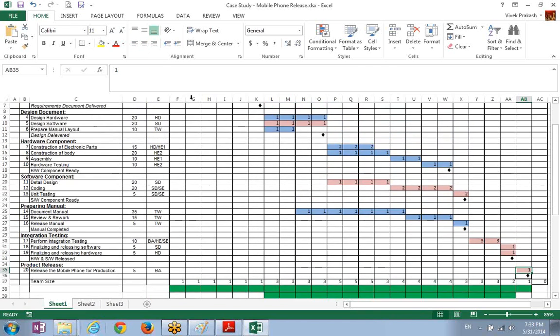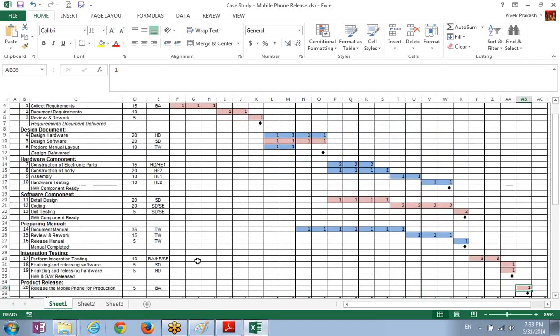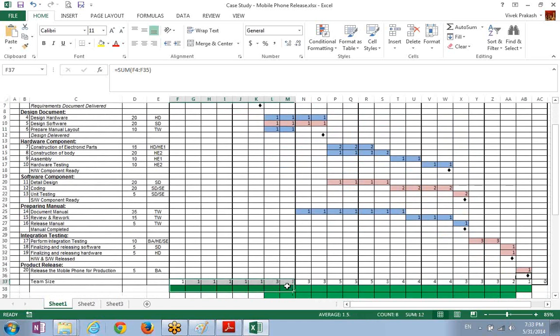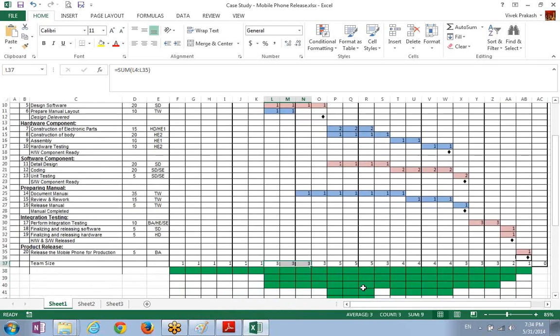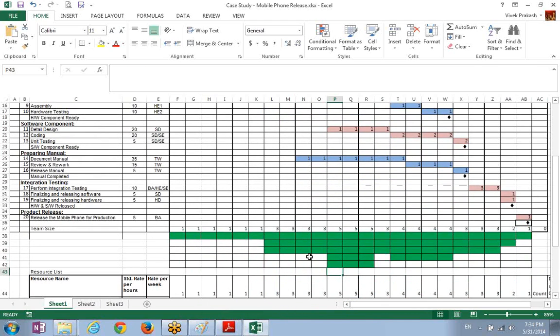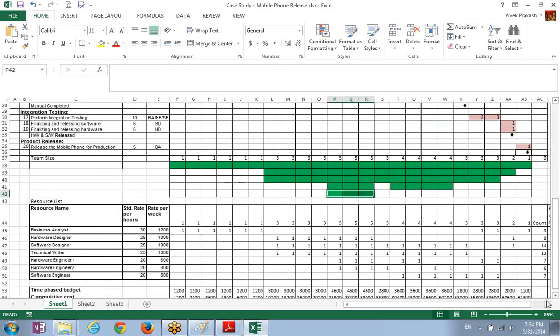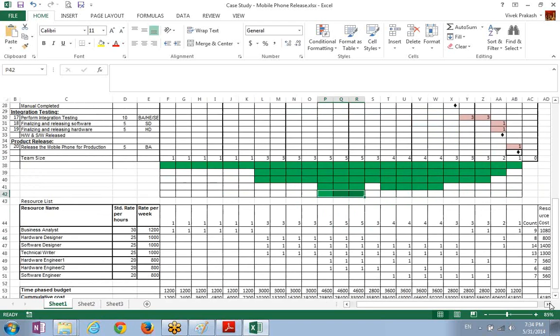What I did, I just summed this up, and this gives me the resource in or out. So initially up to this time one resource, after that 3. So I've created a graph in the downward direction. This is how the resource graph looks like. Maximum team is during this time, the peak team size. Then below this I created a budget.